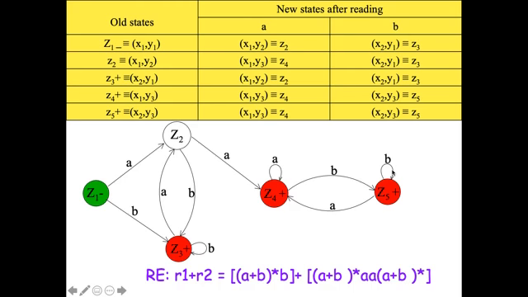So this is our new FA, which is actually the addition of two FAs. One FA that ends at B and the second FA that contains double A. So this FA basically accepts strings that end at B or contain double A.